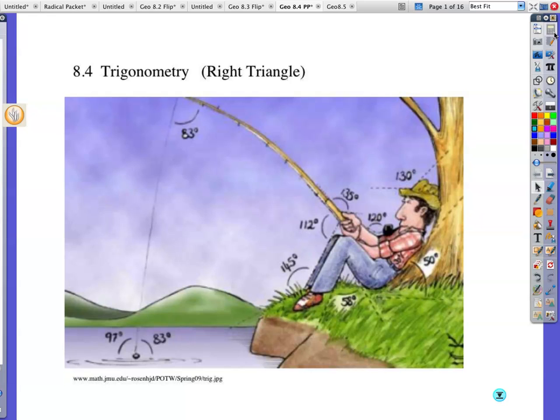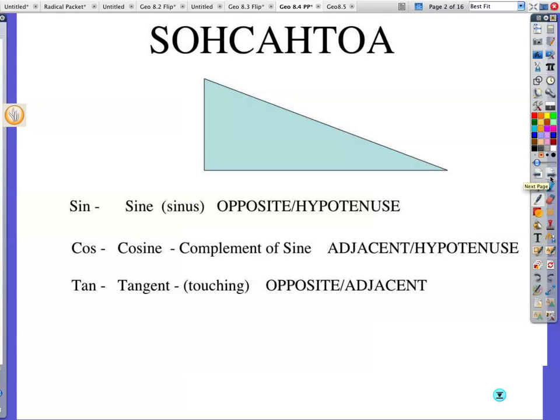And who knew that so much trigonometry was involved in fishing? So next time you go out fishing, you can think of all the math that's involved in that event.